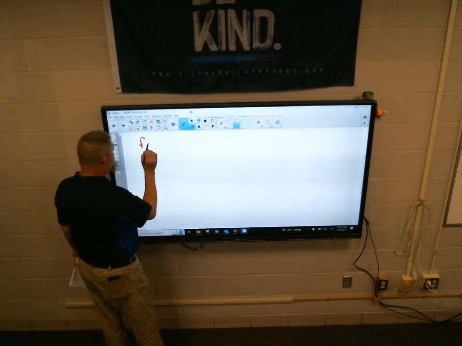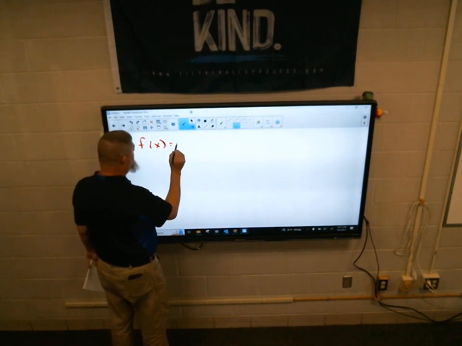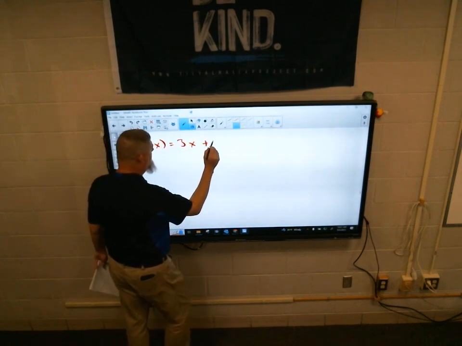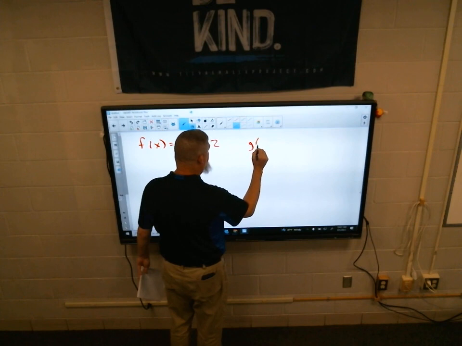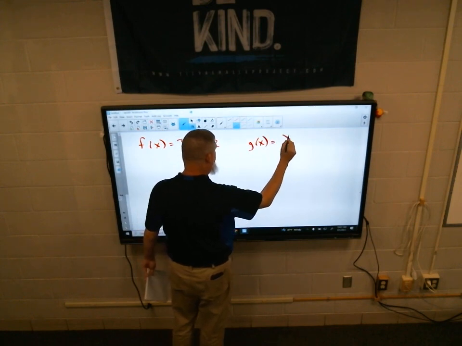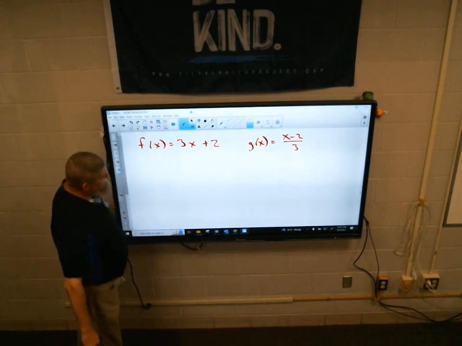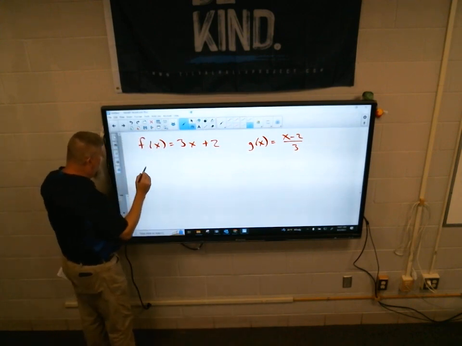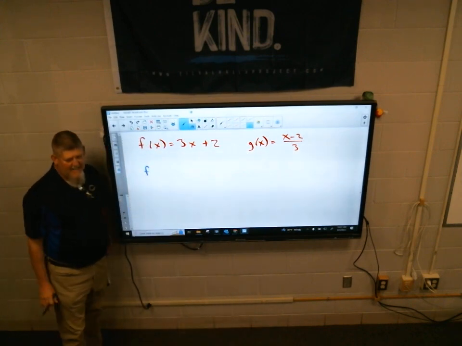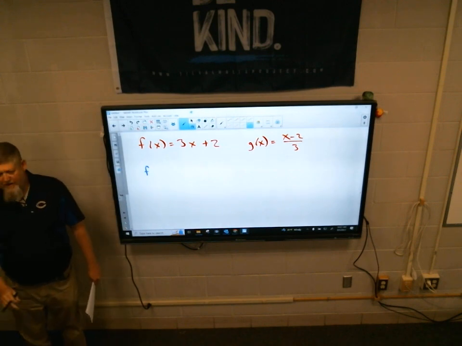So we're going to go f of x equals 3x plus 2. g of x equals x minus 2 over 3. And it's going to say verify. All right, so let's pick a number, not 0 or 1. 0 and 1 have some special properties.